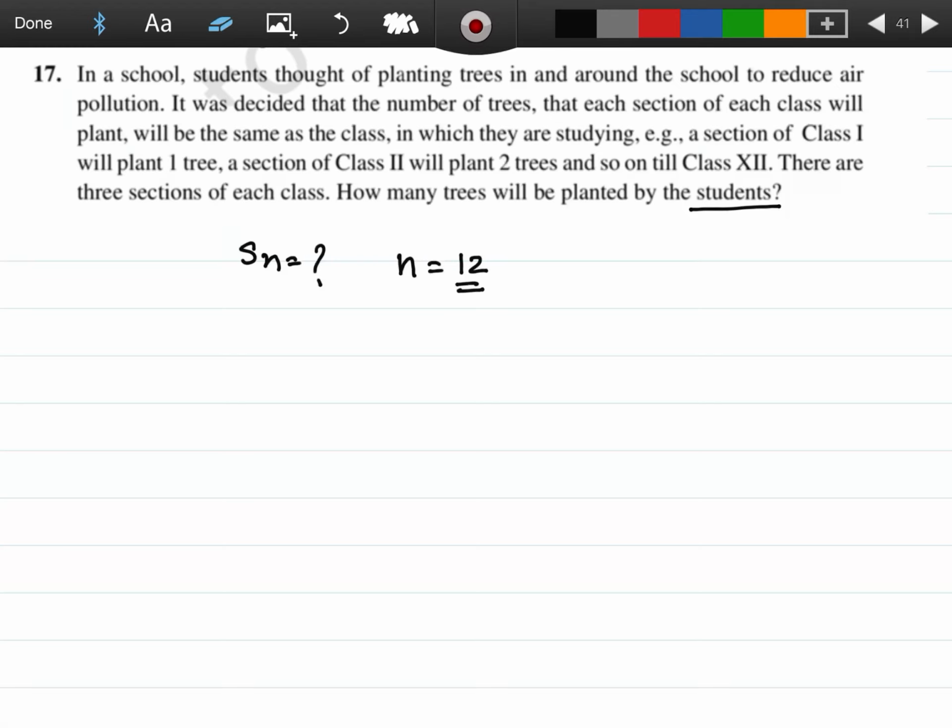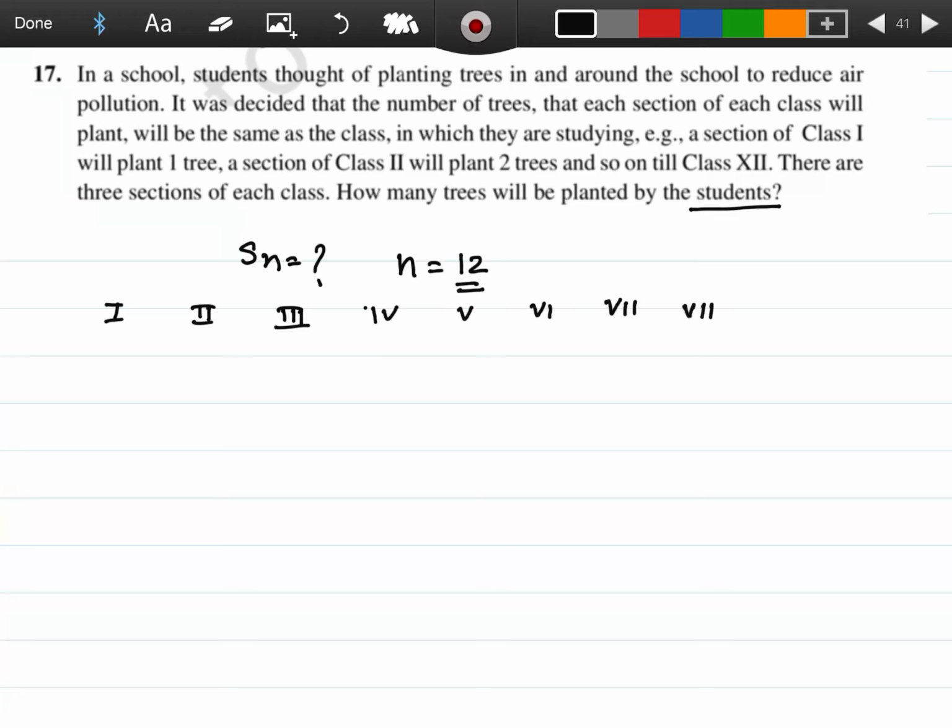How many classes are there? That is the number of classes, N, which will be 12. And we have the common difference D. We want to find D. So first of all, we are going to make the AP.